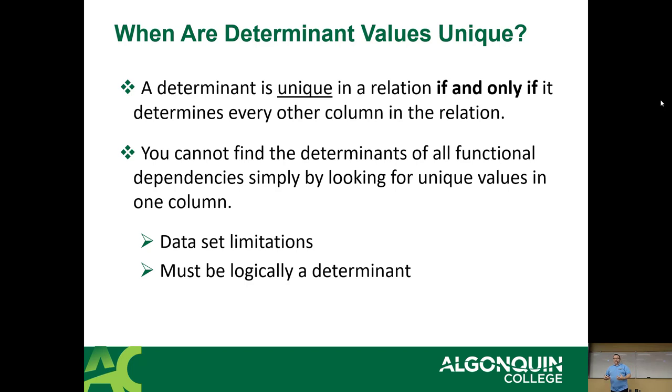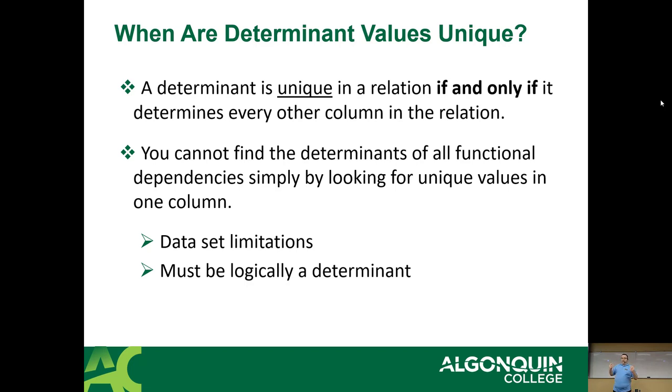Okay. So a determinant is unique in a relationship if and only if it determines every other column in a relationship. Again, using the example, the student number identifies a person's name and email address. The student number determines both of those. It doesn't determine the person's grade, it determines both of those.